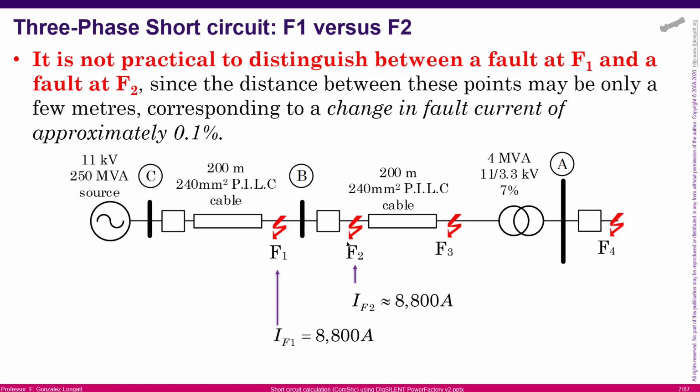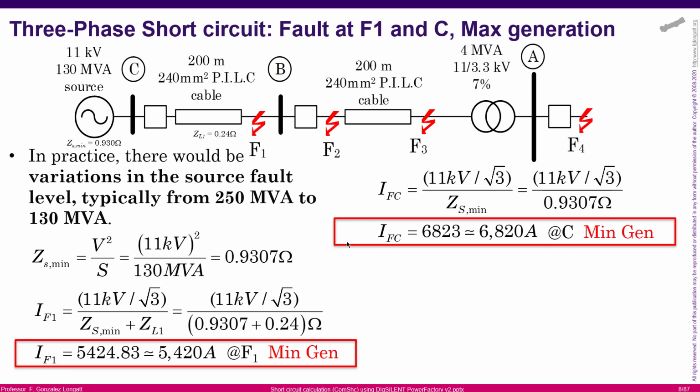Okay. What we want to do now is, what happens if suddenly the generation decreases? I mean, the capacity is reduced from 250 MVA to 230.